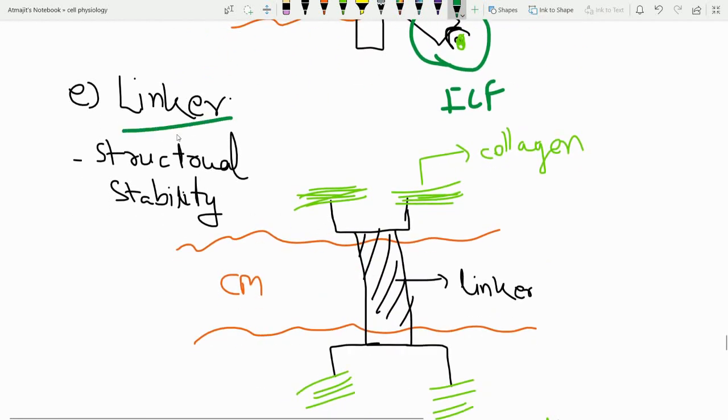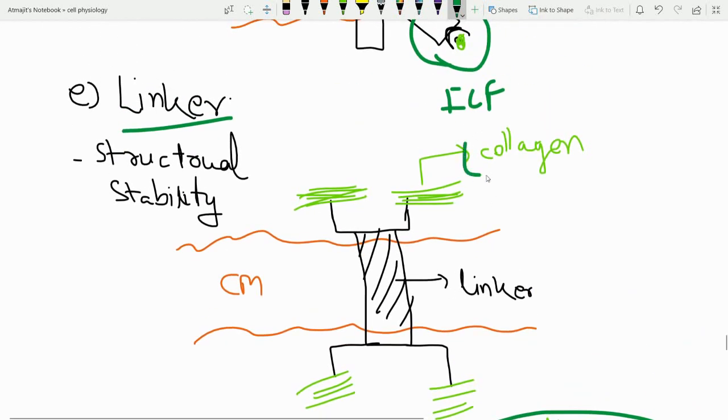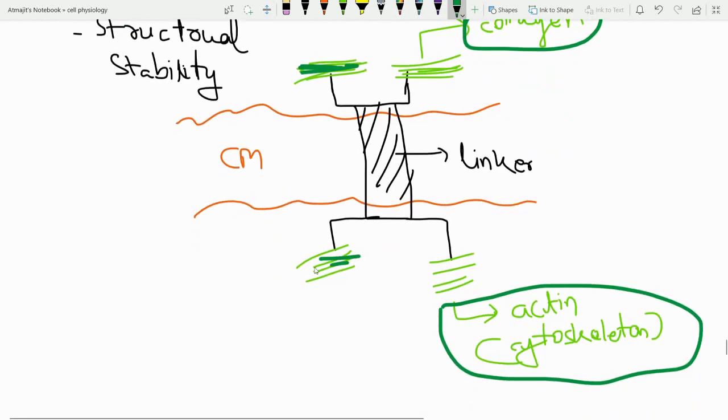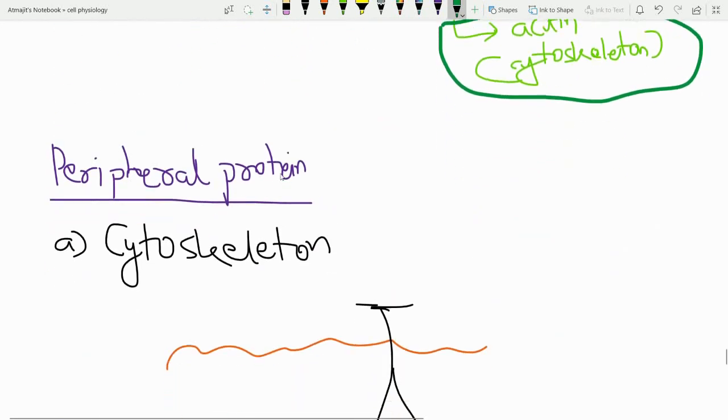And the linker is also bound with the cell membrane from both sides. Like inside it is connected with actin, for example, and outside connected with collagen. Actins are cytoskeletons. This cytoskeleton will be linked with collagen and it will increase the structural stability of the cell.